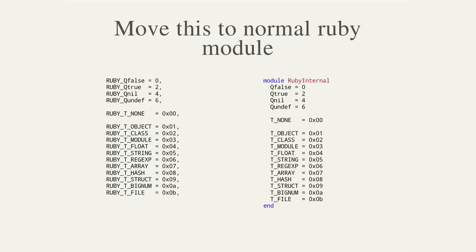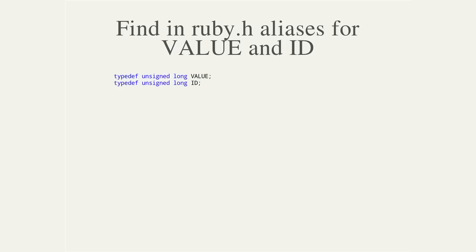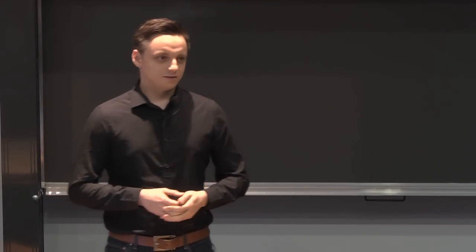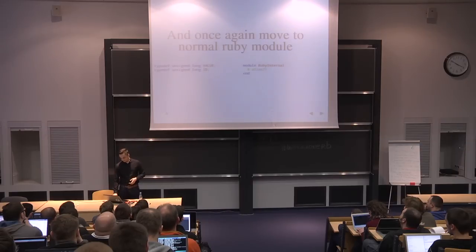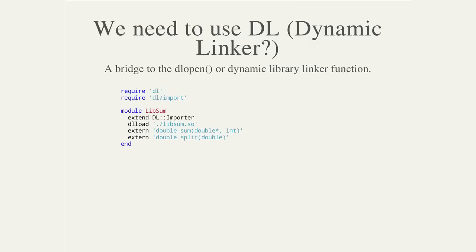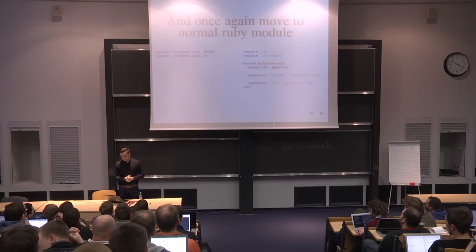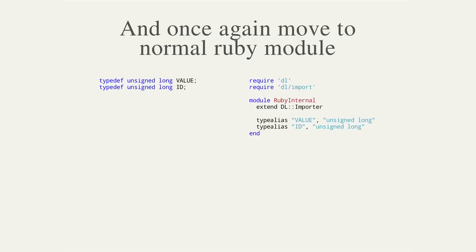Looks simple. Next, we can find aliases in this file, and also move this from a C file to a Ruby module, but how can we create an alias in pure Ruby? We can use the dynamic linker. I use this because the dynamic linker is part of the Ruby standard library. And this dynamic linker doesn't have any documentation. So when you want to create an alias, you need to require dynamic linker import, extend the module, and just execute typealias. In this way, you can create aliases for types.